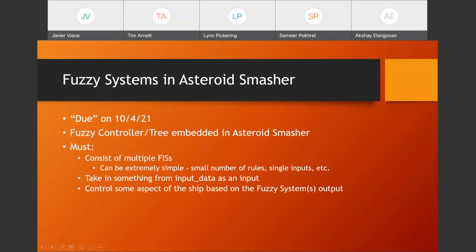And you have to take in something from input data as an input to one or more of your FISs, and then you have to control some aspect of the ship or multiple ships based on their outputs. It can be the shooting, it can be turning, it can be moving, it can be all of them if you're a go-getter. But that is your goal for the next 2 weeks with Asteroid Smasher. Does anybody have questions on that before I move over to the code?